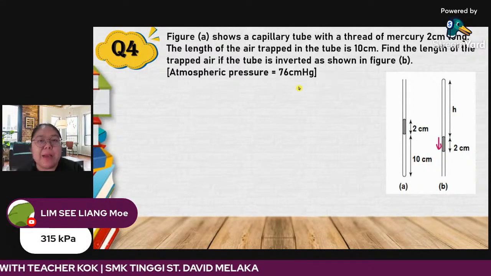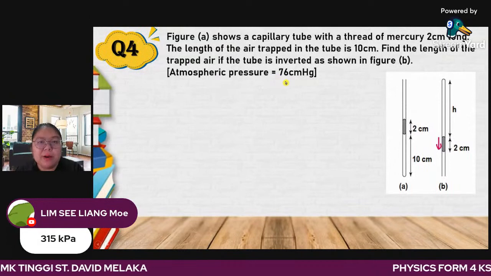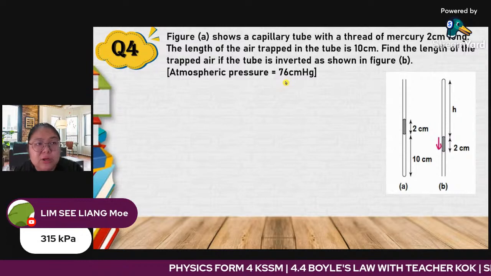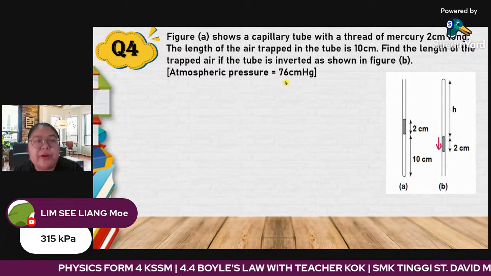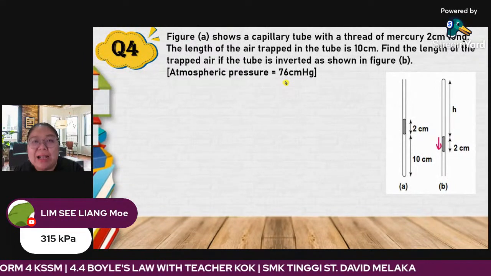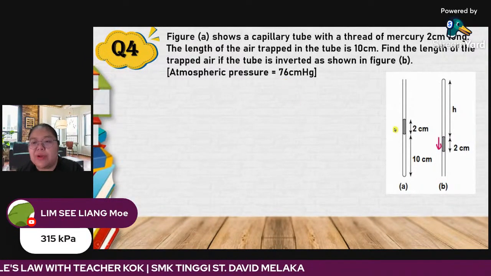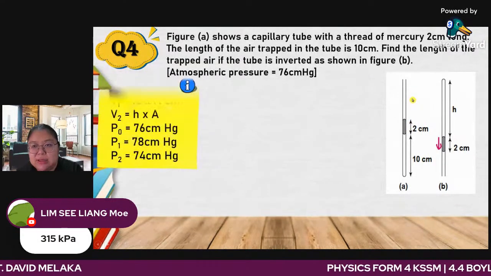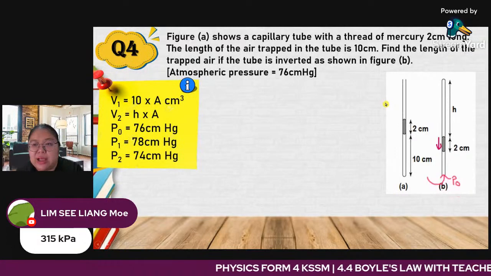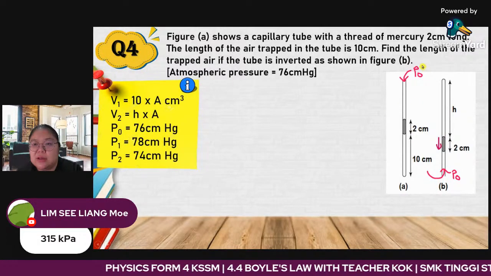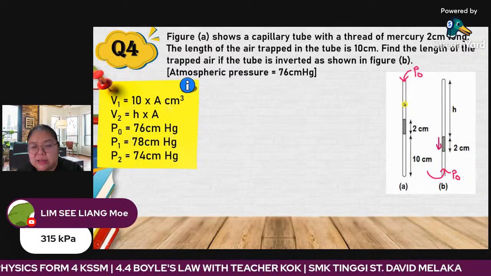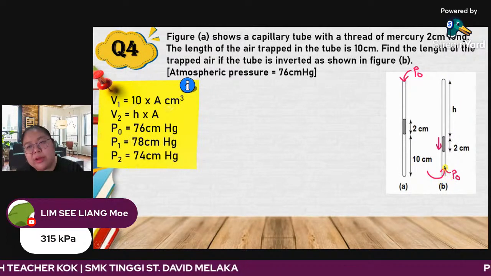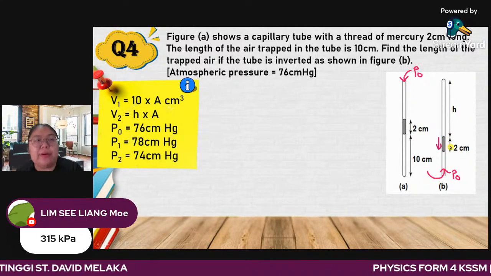Now they give you atmospheric pressure. You must think about atmospheric pressure, whether you are inverted, lying, sitting, or sleeping. There is always atmospheric pressure, because atmospheric pressure acts in any direction. In figure A, you can see atmospheric pressure acting inwards on the capillary tube. If I invert it, there is also atmospheric pressure acting on the capillary tube.